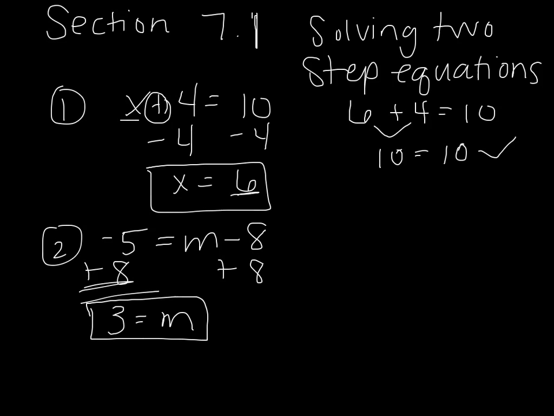We can always go back and check by saying negative 5 equals 3 minus 8. Well, if I have $3 and I owe you $8, I'm going to be able to pay up $3, but I still will owe you $5. So negative 5 would equal negative 5.